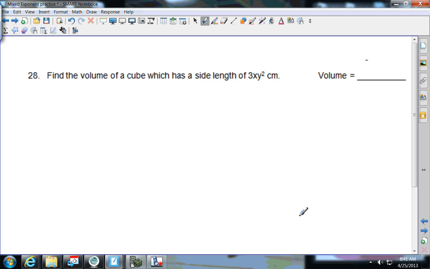All right, there's 28. You can take a minute and see if you can figure out what this is.